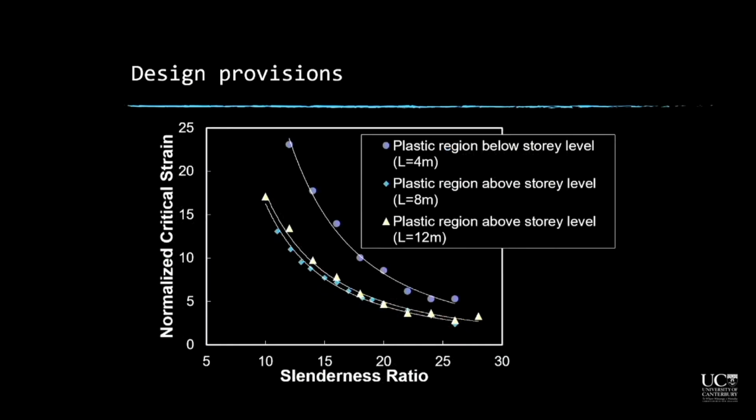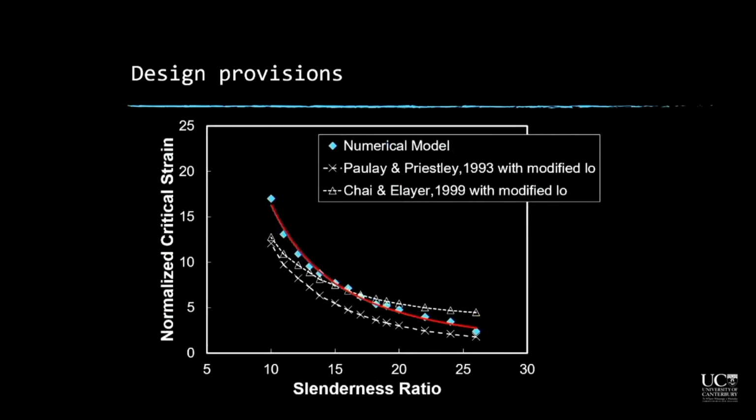In order to consider the effect of strain gradients, we developed different charts for the stages where the plastic region is below the story level and the stages where the plastic region is above the story level. Also, we compared the results of the numerical model with the analytical models when the value of the buckling length was modified. In the analytical models, the buckling length was assumed to be equal to the theoretical plastic hinge length. In those models, we replaced this buckling length with the buckling length observed in the numerical model, which was somewhere around 70 to 75% of the unsupported height.